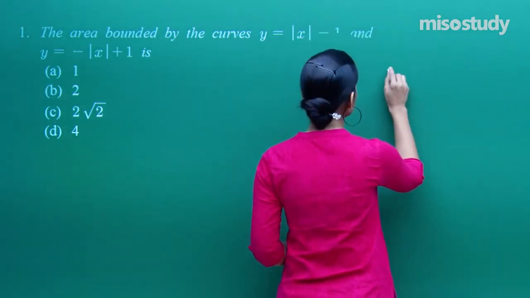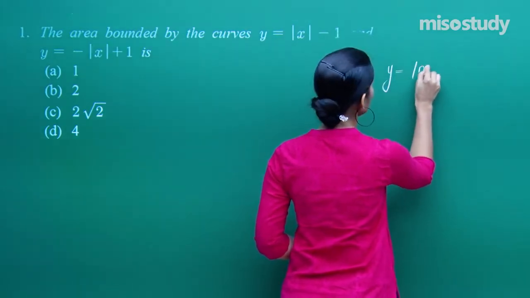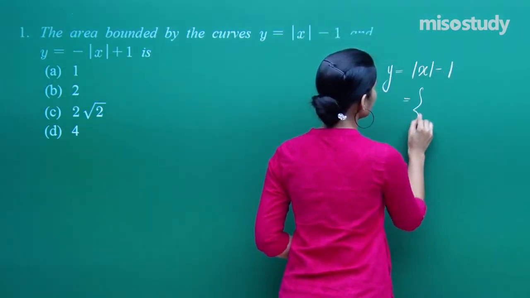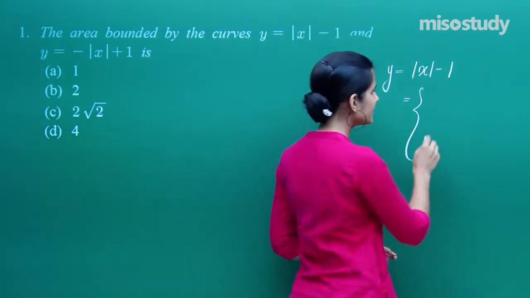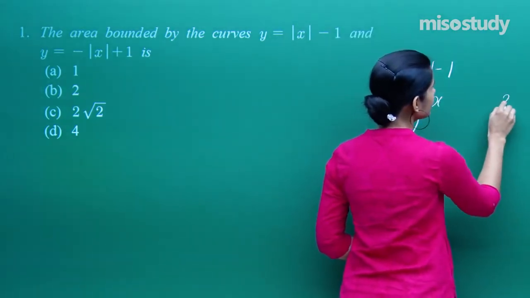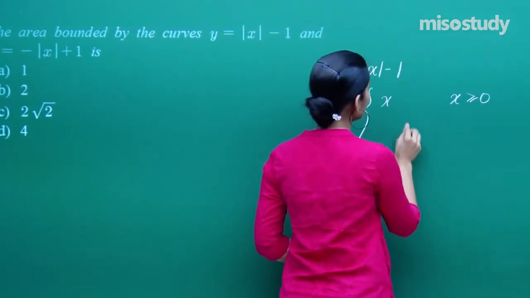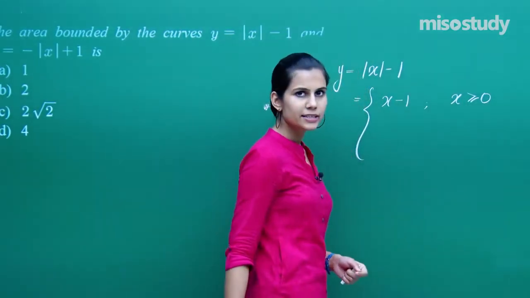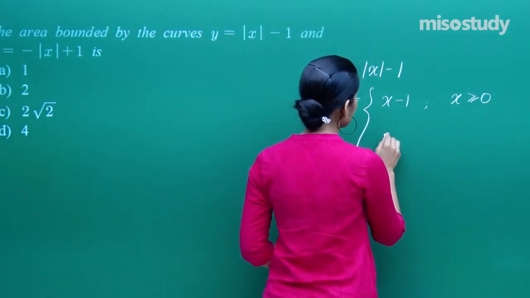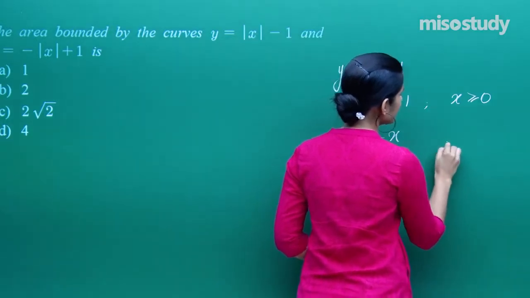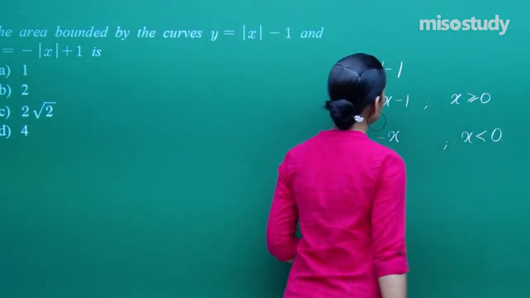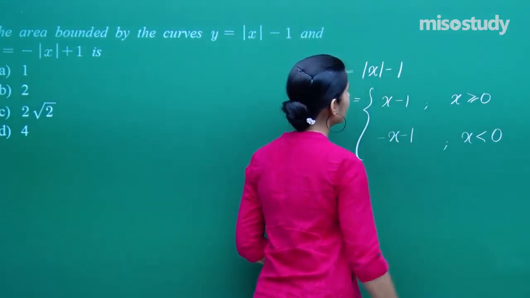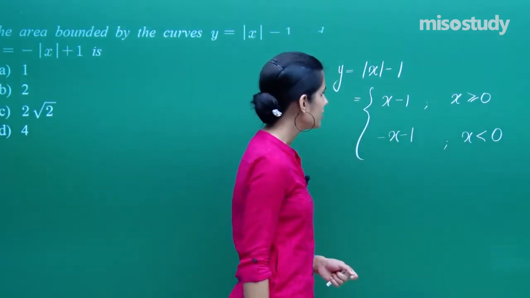For that you need to understand that when I say y is equal to mod x minus 1, the property of mod x is that mod x is equal to x when x is greater than or equal to 0. So mod x minus 1 will be interpreted as x minus 1 for all non-negative x's, and mod x is equal to minus x when x is less than 0. So mod x minus 1 will be minus x minus 1.